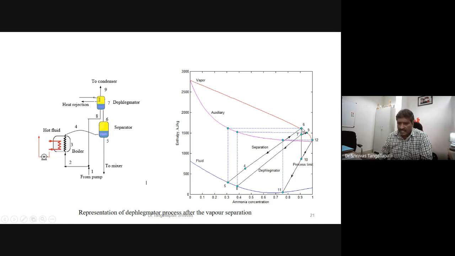Now you can clearly see to what extent the concentration is increasing from 6 to 9. 6 is the inlet of the depleting matter, and 9 is the outlet of the depleting matter, and concentration is increasing from 6 to 9. But it's not exactly 100%, because the state I defined hypothetically is if the process goes to 100% concentration. So 9 is the actual position after the depleting matter. If you are assuming 12 is the ideal position, 12 is the ideal position.